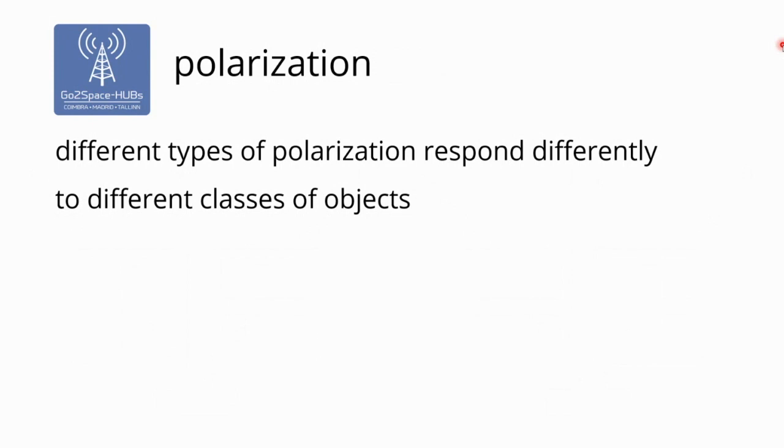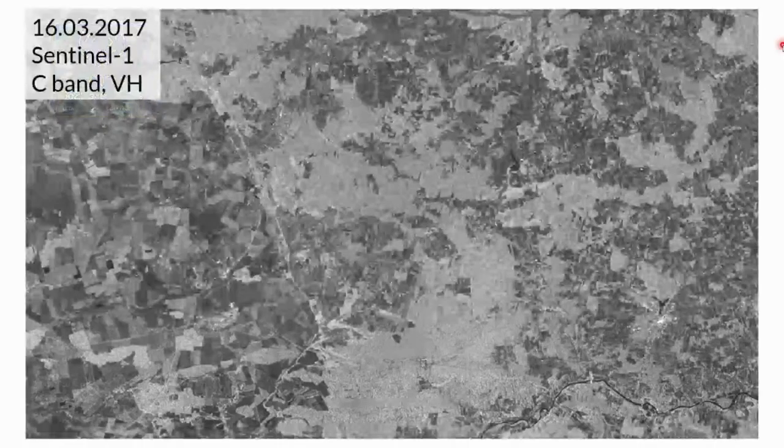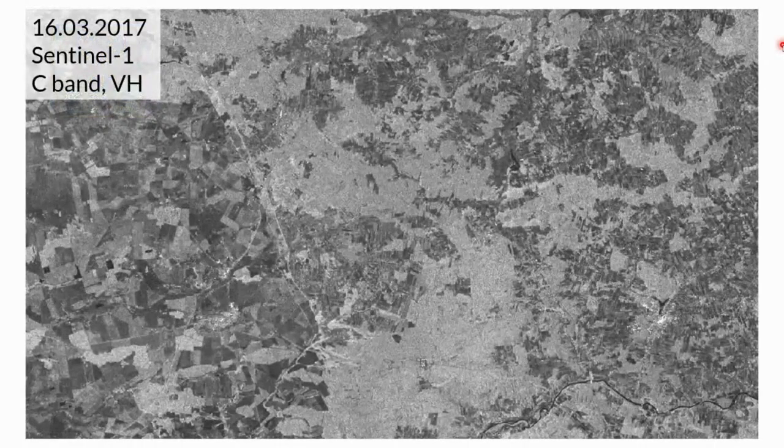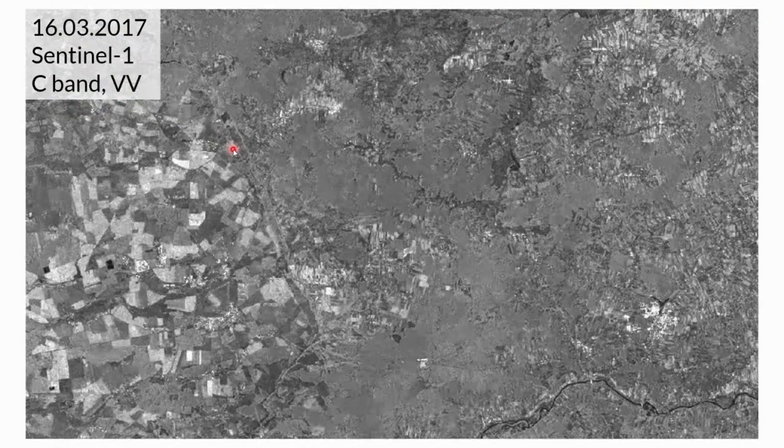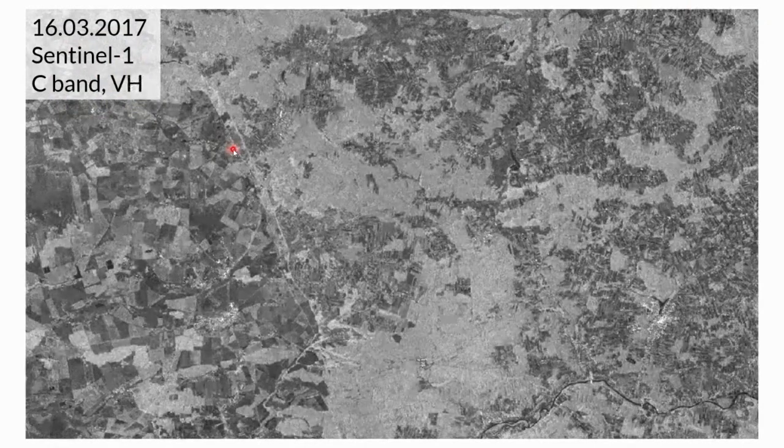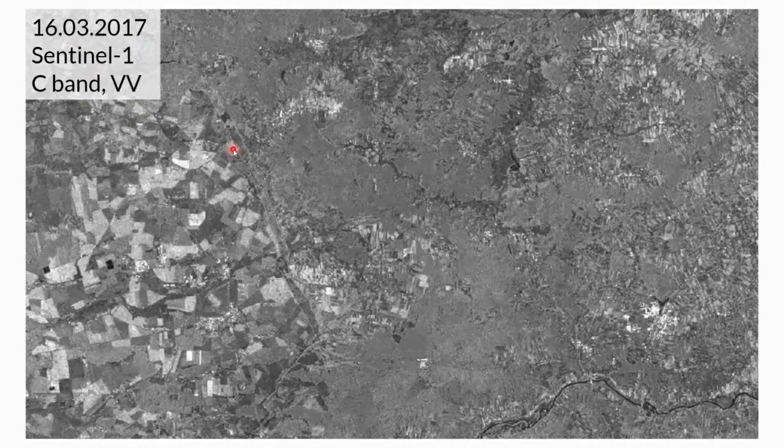Those classes of objects have different geometric properties. In a few minutes we will go to that. Here, this is a cross-polarized image, and this is a co-polarized image. So we can see that it's different. It means that the information here is complementary. That's different information. We get more information using multipolarization.